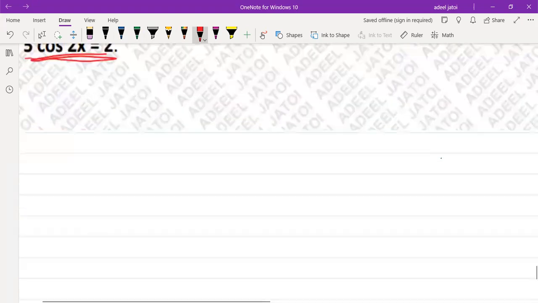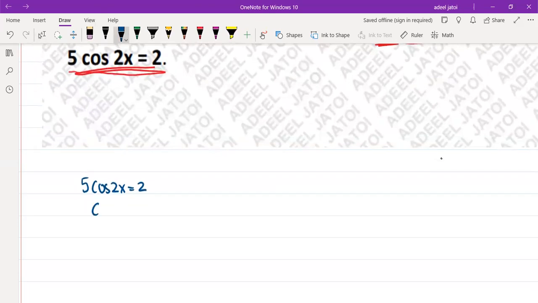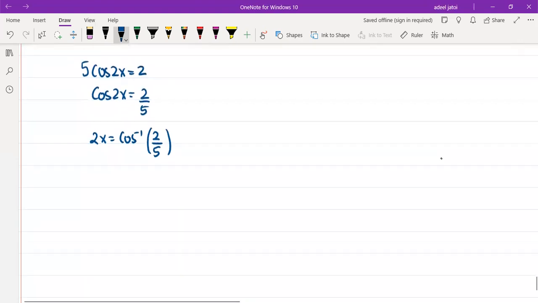Now, looking at the equation, what are we going to do? 5 cos 2x is equal to 2. Can I say cos 2x is equal to 2 upon 5? Right? And what we're going to do is solve cos inverse 2 upon 5. When we solve cos inverse 2 upon 5, we shall be getting the basic angle. Can I have the value for this?